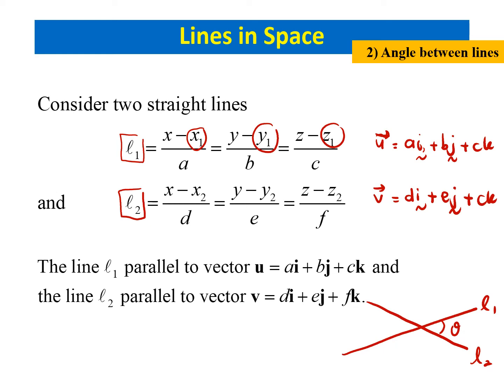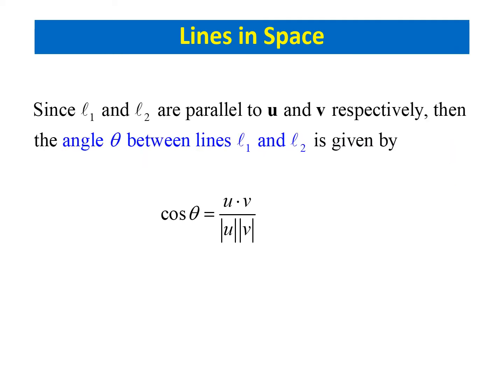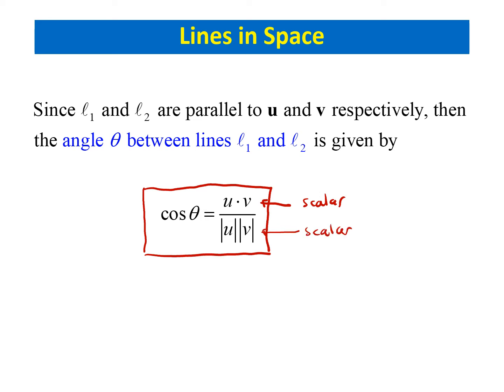This is done by using the formula given, where to find the angle between lines L1 and L2, we use this formula, where cos theta equals u dot v. This is the dot product, where we will get a scalar, and we divide by the magnitude of u times the magnitude of v, which also gives a scalar. And in order to find theta, we have to find the inverse cos of this scalar.